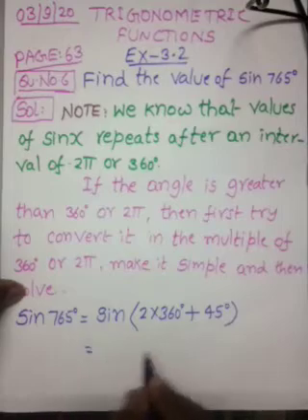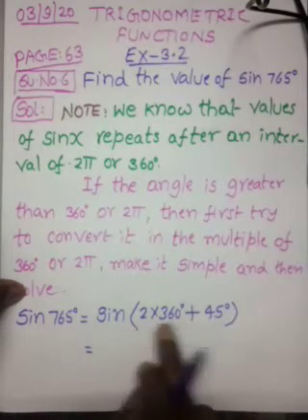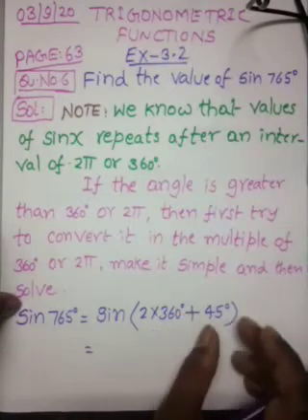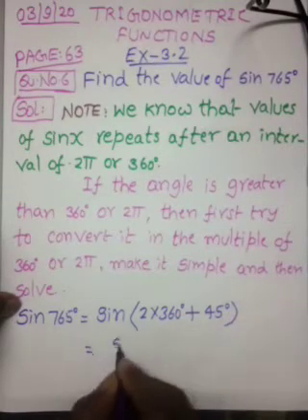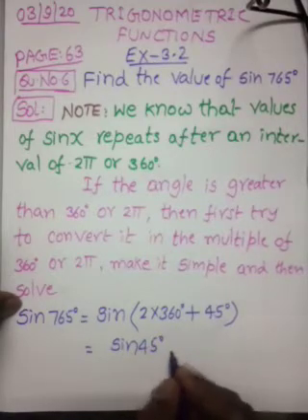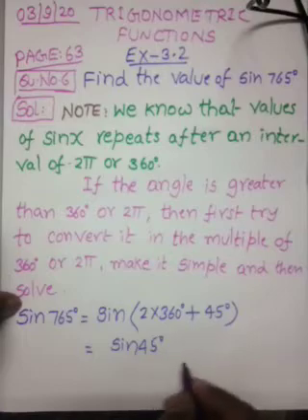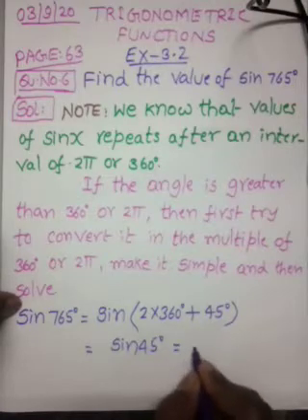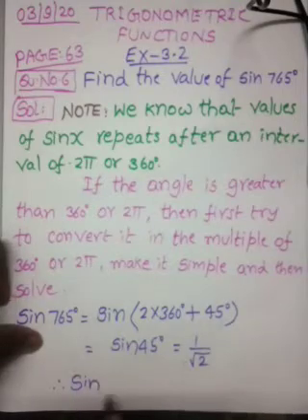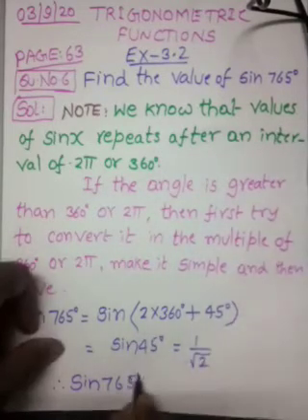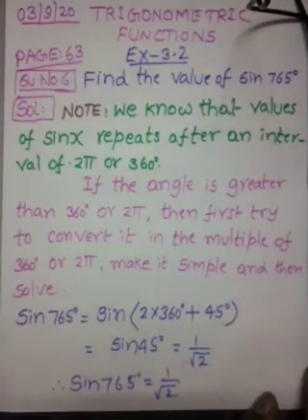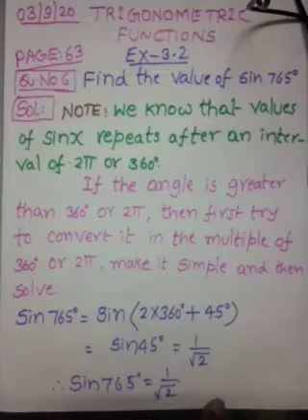Right. So here we have written multiples of 360 degrees, so we can remove this part. We consider only this part. So sine 45 degrees. We know the sine 45 degrees value. What is the value of sine 45 degrees? Yes, 1 by root 2. Therefore, sine 765 degrees value is 1 by root 2. Understood, my dear children? Right.